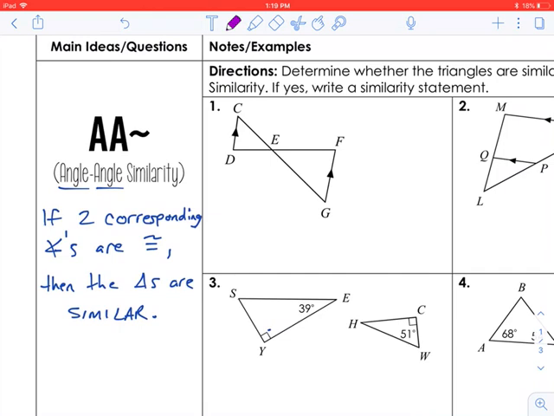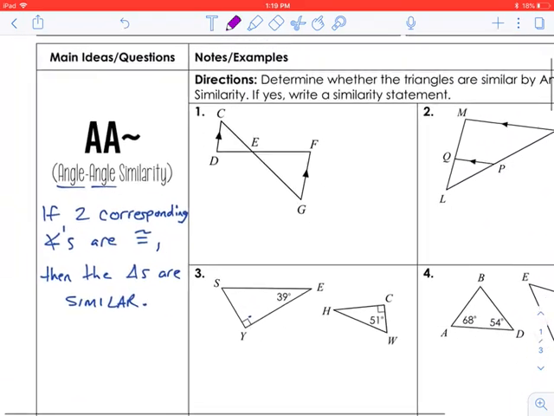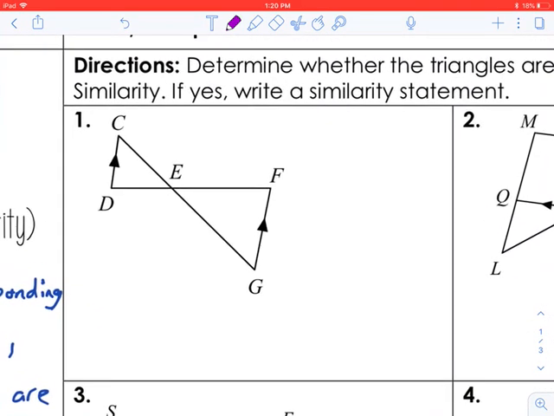Okay, so let's look at a couple of these here. Number one, we've got these two angles are congruent because they're vertical, and then if you look at the other two, these are perpendicular lines. That means if they have a transversal, which these do, then alternate interior angles are also congruent. So angle C and angle G are congruent.